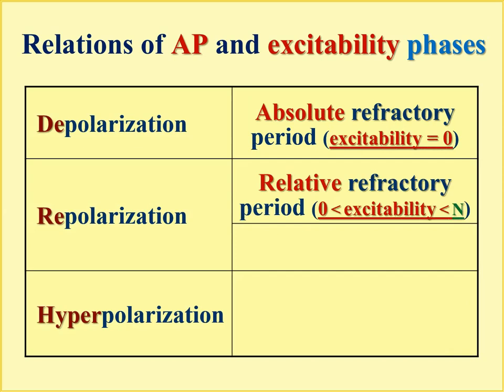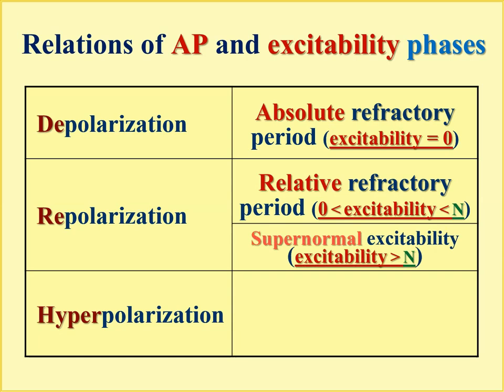Repolarization, main part of repolarization, corresponds to the relative refractory period. So it's not zero excitability. It is now more than zero, but still less than normal. And it quickly increases, but before it reaches normal level, it is a relative refractory period. Then, in the very end of the repolarization phase, when the potential passes nearby the threshold and comes before threshold, between threshold and resting potential, excitability for a short moment becomes higher than normal. So it's called a supernormal excitability, slightly higher than normal.